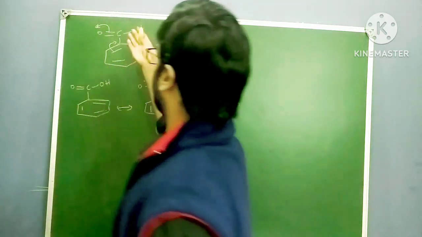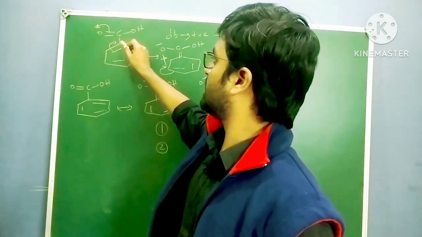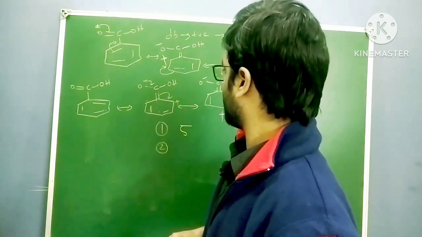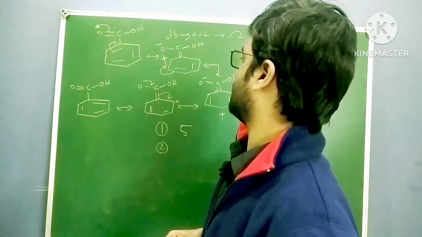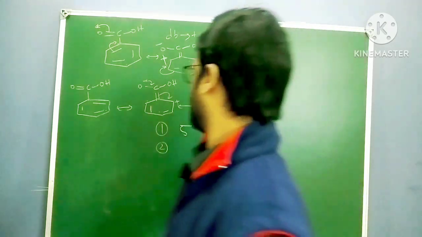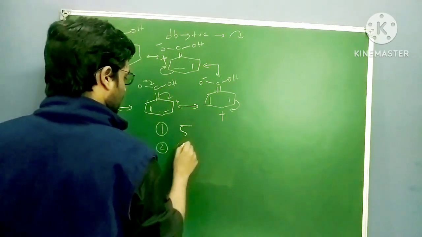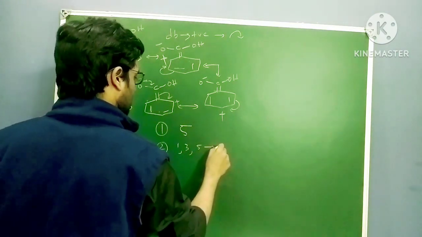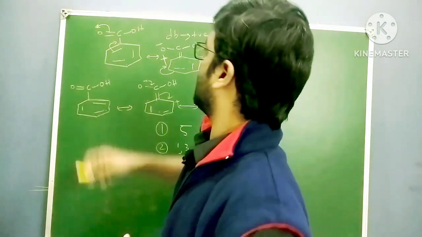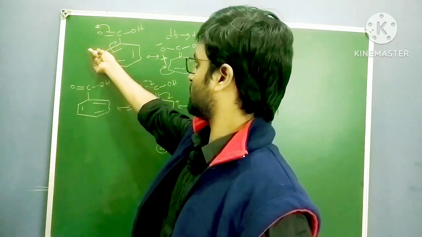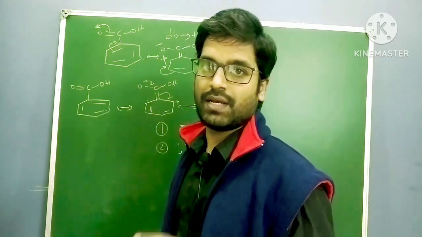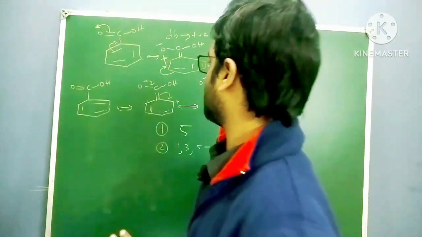Second conclusion, whenever I have an electron withdrawing group, electron density is more on the first position, third position, and also fifth position, 1, 3, 5. So the 1, 3, 5 positions are electron rich. So here, this is 1, this is 3, so 3 and 5 positions are meta positions. 3 and 5 positions are meta positions, we know this.